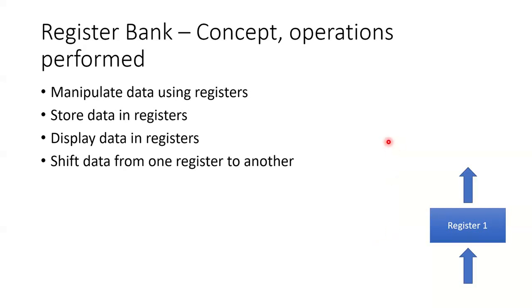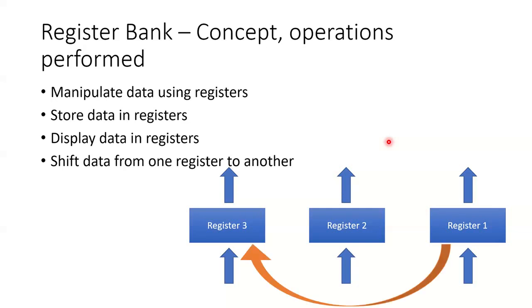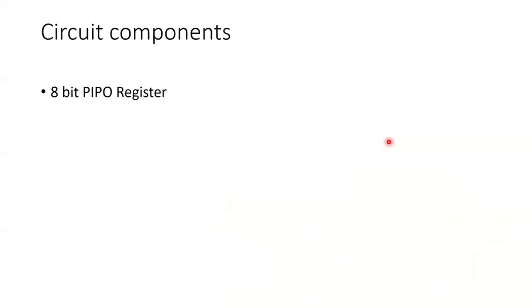But at the same time, you have multiple registers. So instead of 1, you have, let's say, 3 registers. You should be able to perform these operations on any of these registers, and you should also be able to shift data from one register to the other. The source can be any register and the destination can be any register. So we need to create a circuit like that. But that was the main concept behind it. So we'll look into the circuit components now.